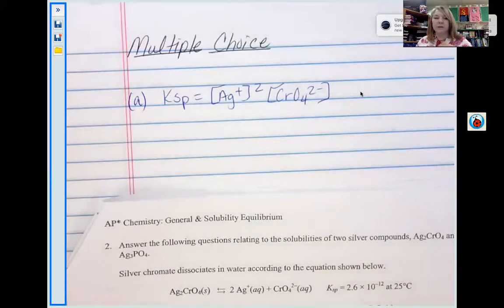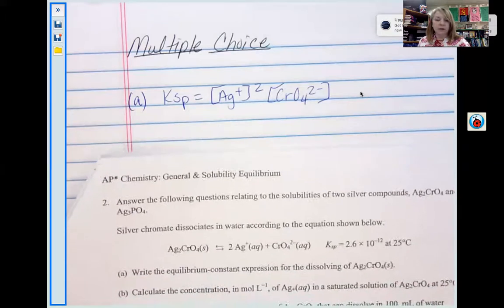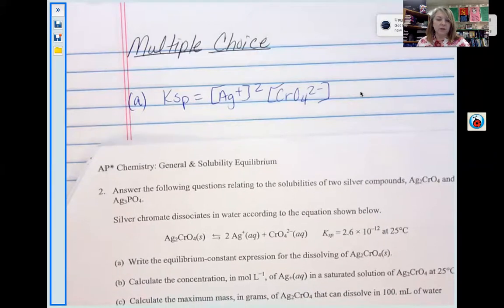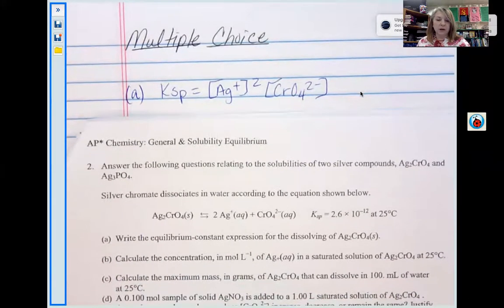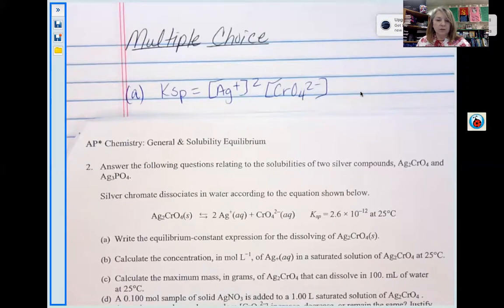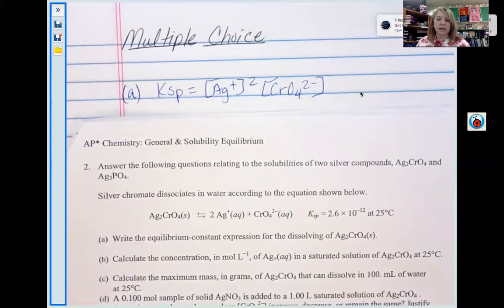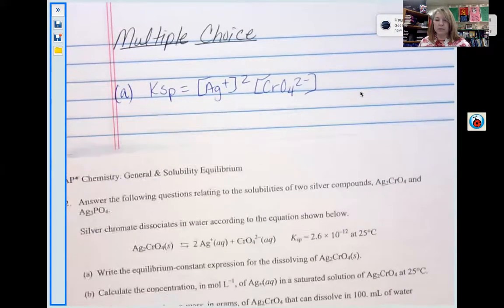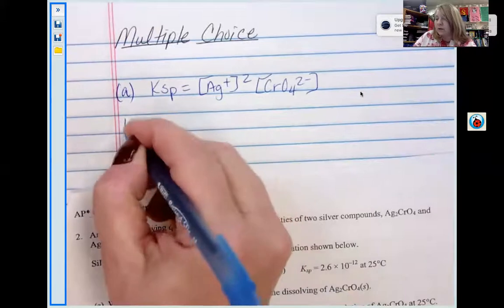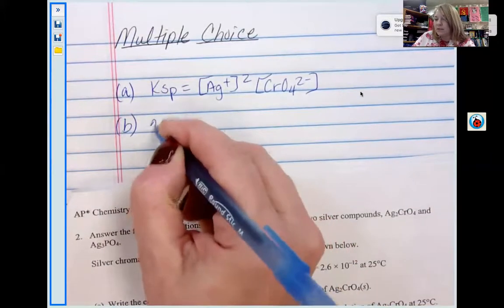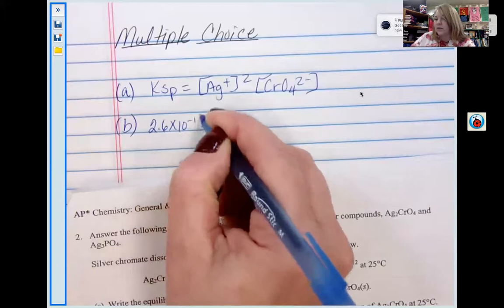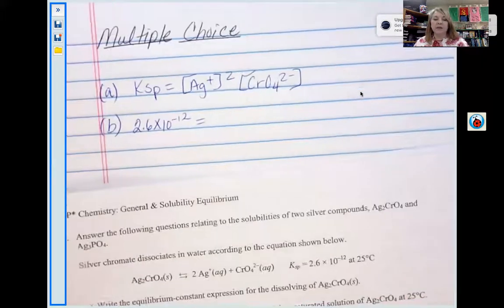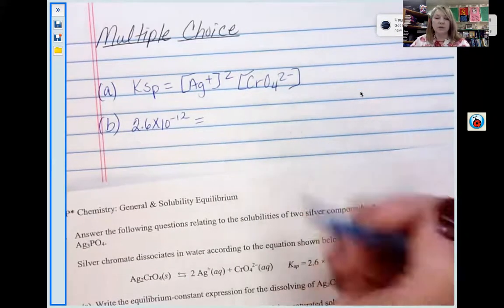If you didn't get any credit for that, then you either didn't write it correctly or you didn't write it at all. I think most people got credit for that question. Then B: calculate the concentration in moles per liter of silver ions in a saturated solution. They gave you the Ksp value of 2.6 times 10 to the negative 12. If we plug that in, we're trying to find the solubility. Remember, solubility is your X.